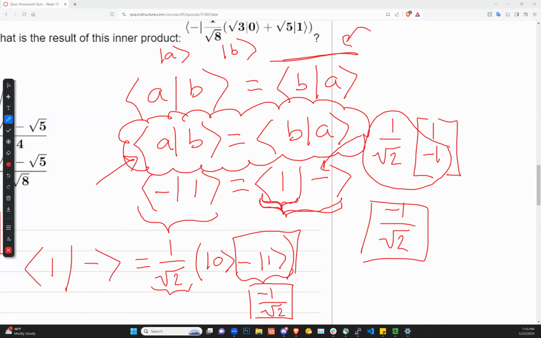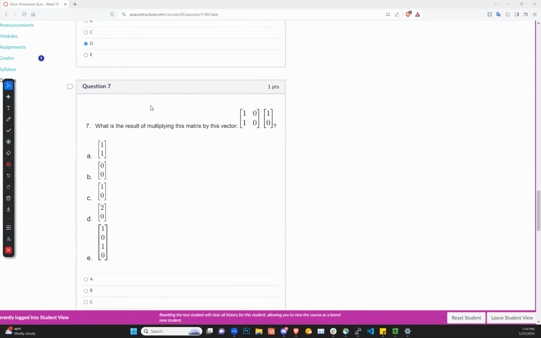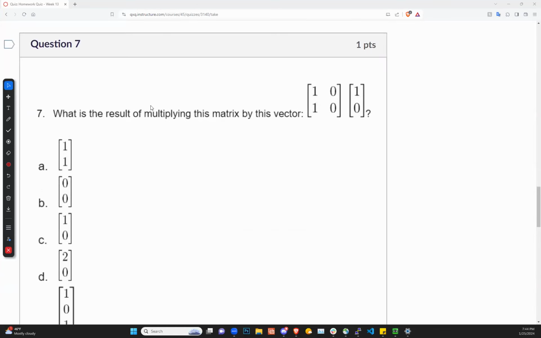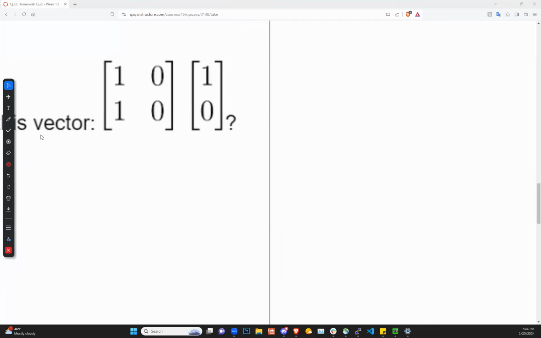All right. So, yeah, no problem. Let's continue to question 7. Question 7 is a matrix multiplication problem. So let's remind ourselves how to do this.